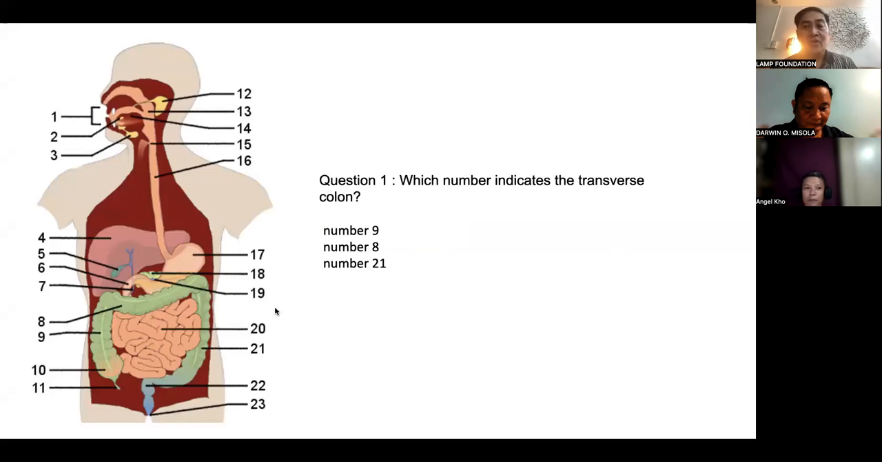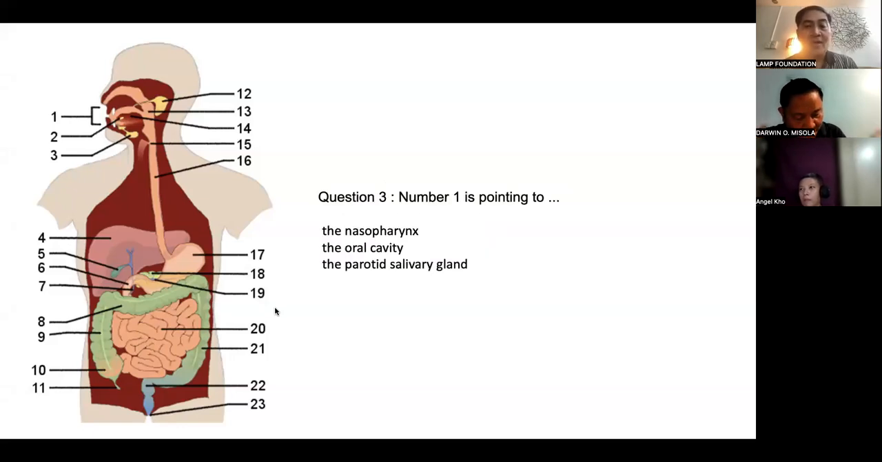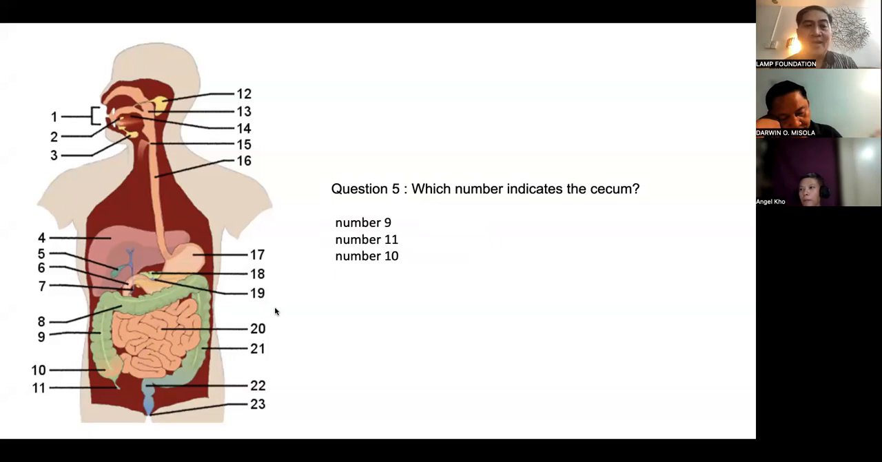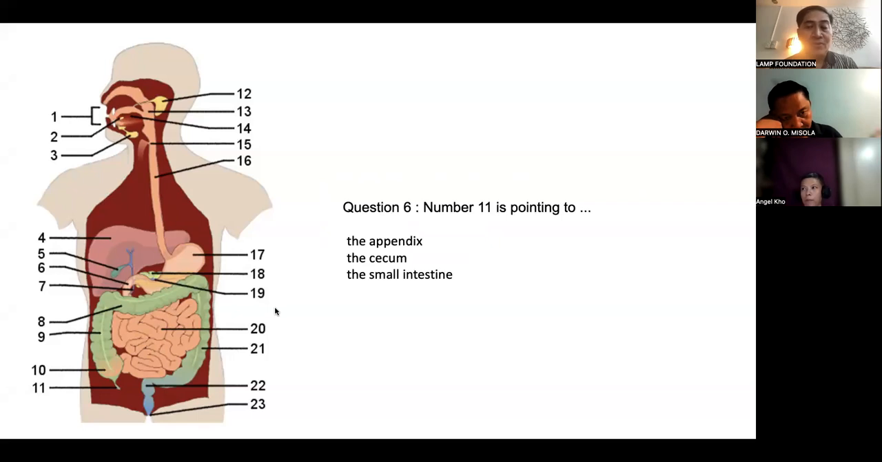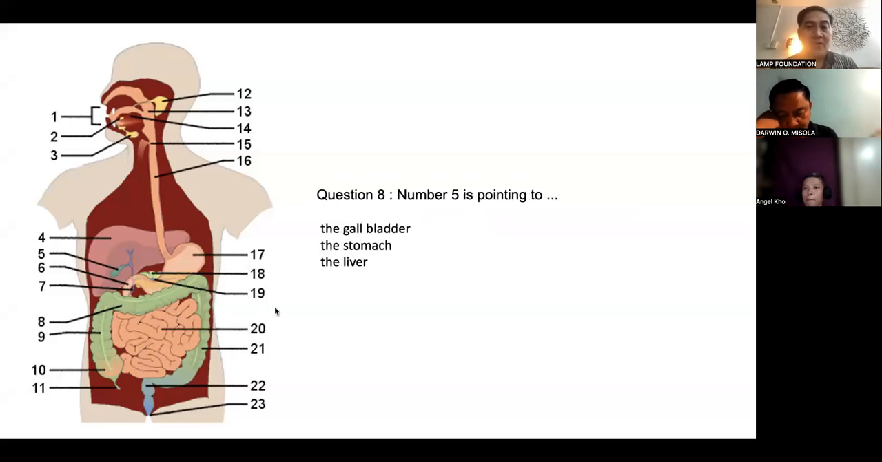Good evening, classmate po. Which number indicates the transverse colon? Number 8 po, Doc. Number 3 is pointing to the submandibular salivary gland. Number 1 is pointing to the oral cavity po. Which number indicates the sublingual salivary gland? Number 2 po, Doc. Which number indicates the cecum? Number 10 po. Number 11 is pointing to the appendix po. Which number indicates the liver? Number 4 po. Number 5 is pointing to the gallbladder po.